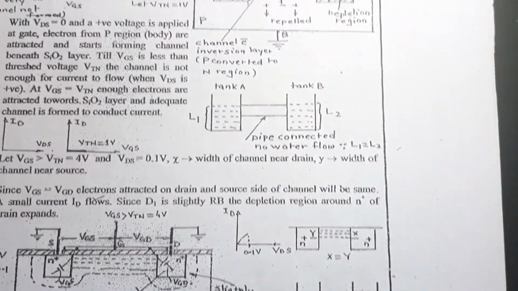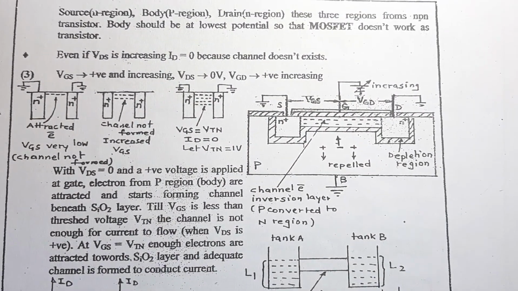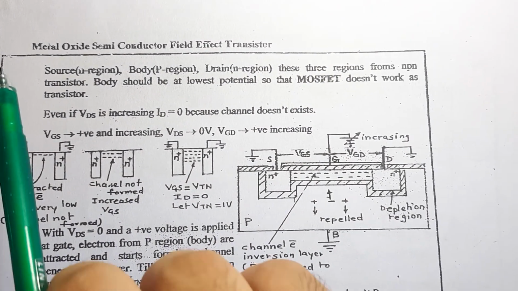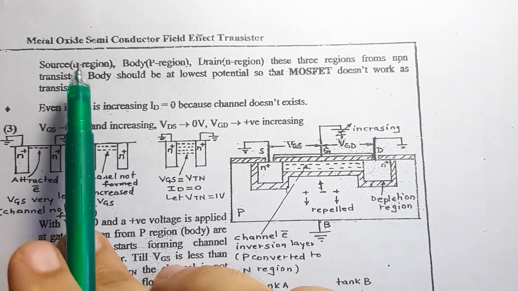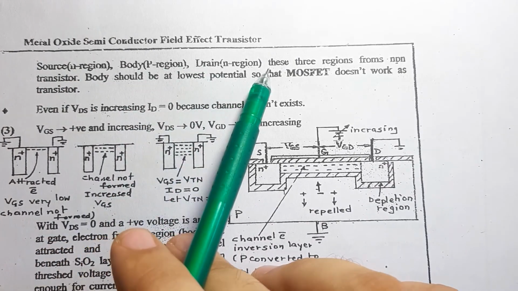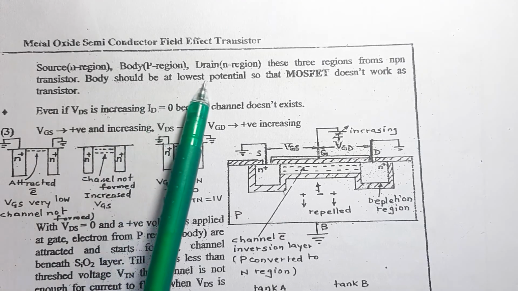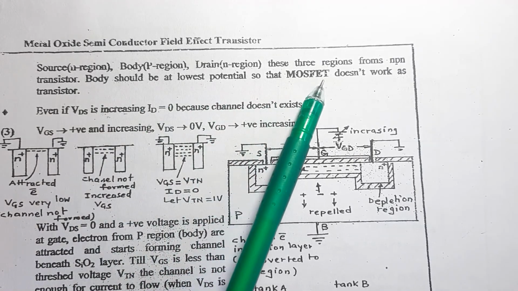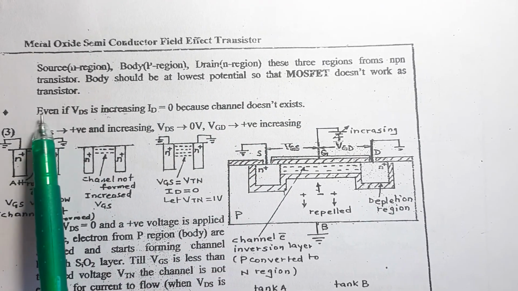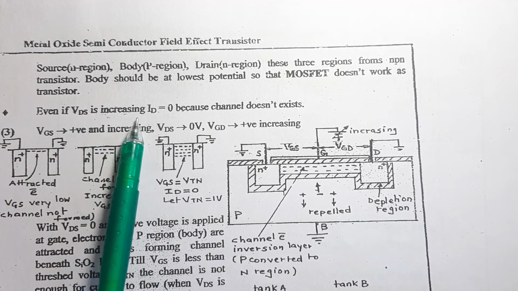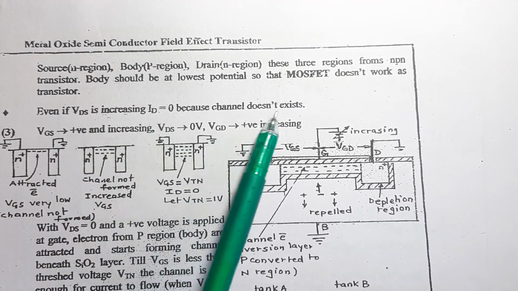Now let us go with some theory first so that it becomes easier for us to understand. The source, the body and the drain, these three regions form an NPN transistor. Body should be at the lowest potential so that the MOSFET doesn't work as a transistor. Now even if your VDS is increasing, your ID is 0 because the channel doesn't exist.